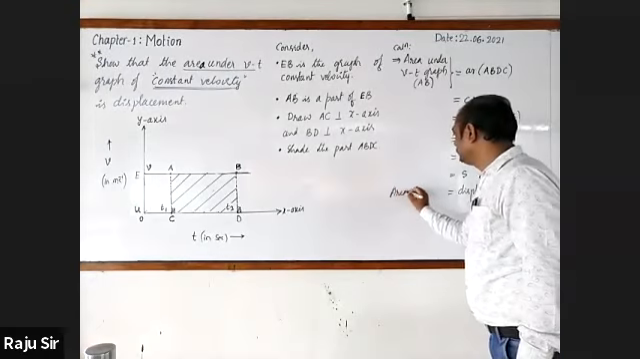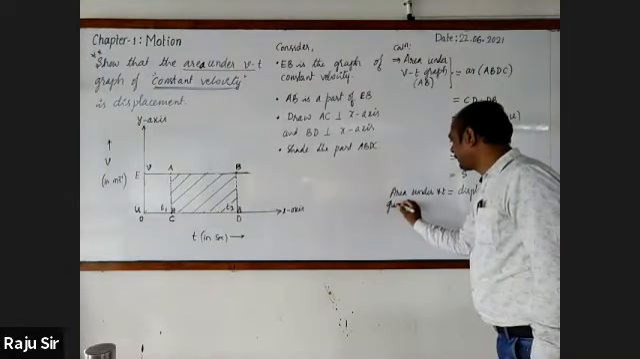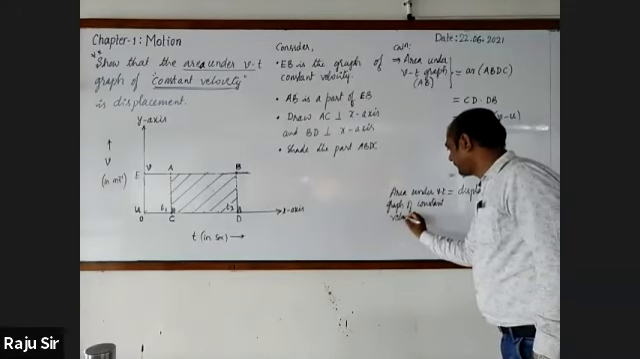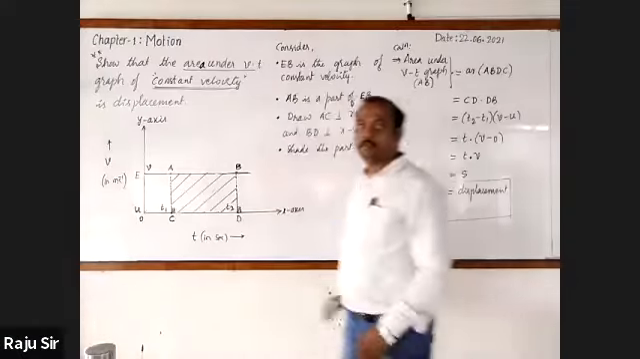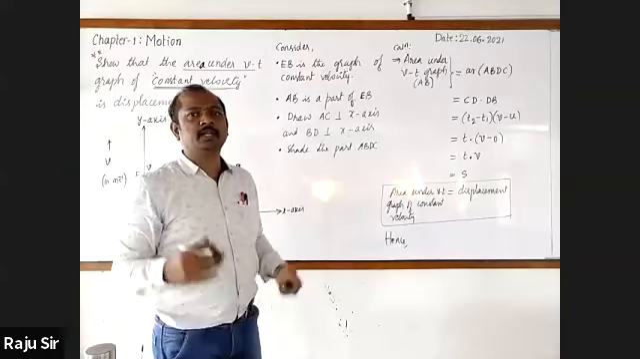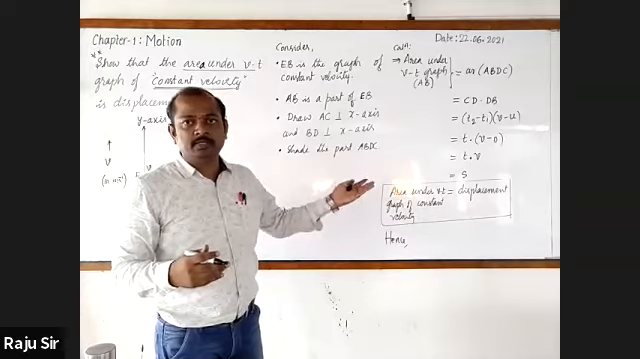We can write, area under the VT graph of constant velocity is displacement. You may write D also, you may write S also. In case of graph, you may take any one of these two. Hence, it is proved.